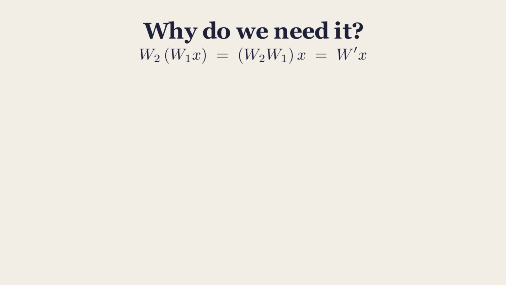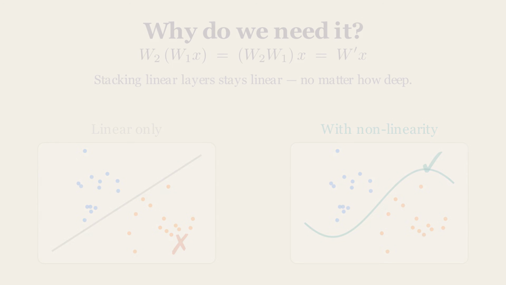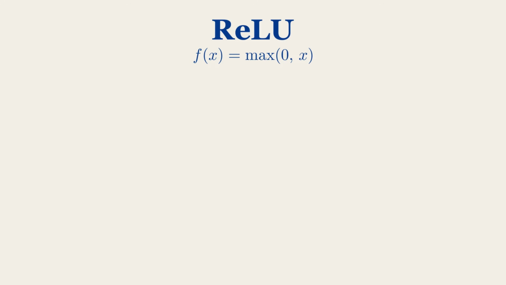The most popular activation function of all is ReLU, short for Rectified Linear Unit. Its rule is beautifully simple. If the input is positive, pass it straight through, and if it is negative, output 0. That simplicity makes it lightning fast to compute, which is why it powers so many deep networks.